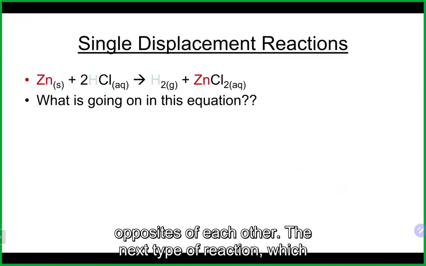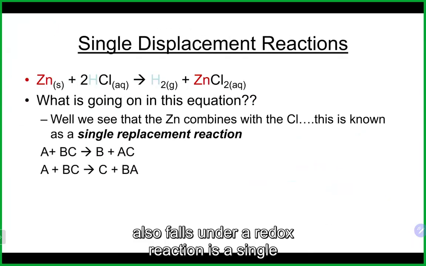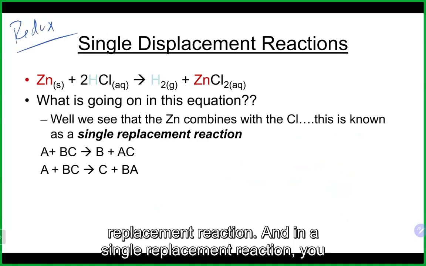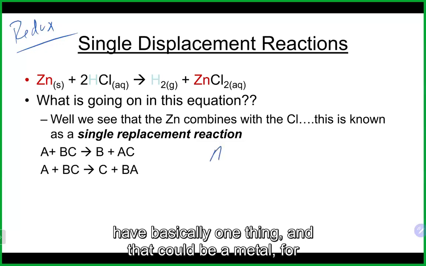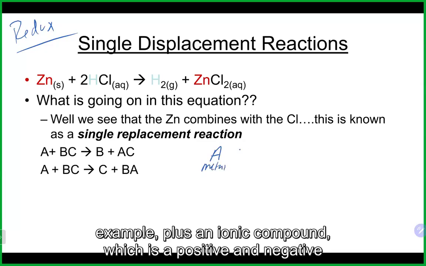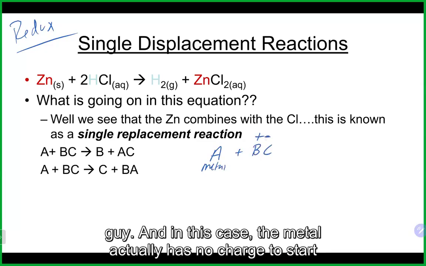The next type of reaction, which also falls under a redox reaction, is a single replacement reaction. In a single replacement reaction, you have one thing, which could be a metal, for example, plus an ionic compound, which is a positive and negative guy.